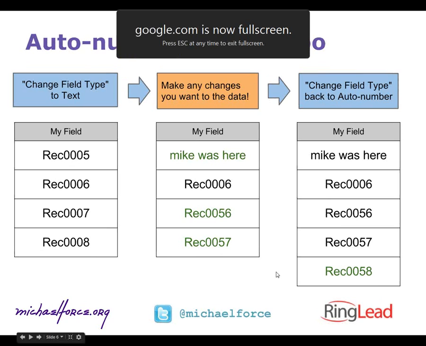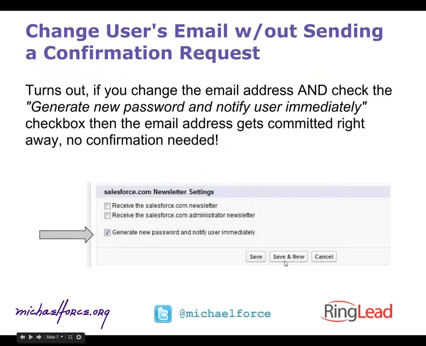Okay, so auto number switcheroo, that's a good tip, one of my favorites. The second one here: change a user's email without sending a confirmation request. So this one's pretty sneaky. Again, this one has some caveats.